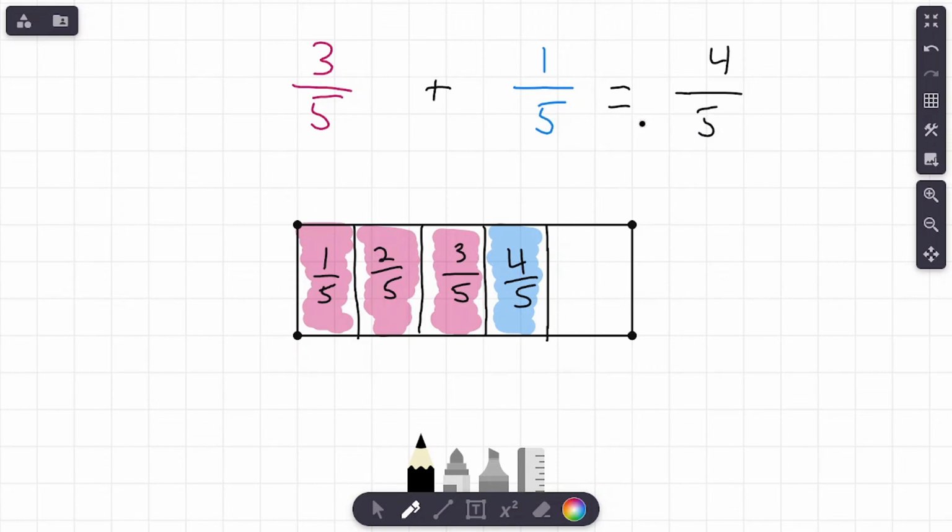So we didn't add our denominators. We did add our numerators. 3 plus 1 gives us 4. And there you go. There's 4/5. That's how you solve this problem here.